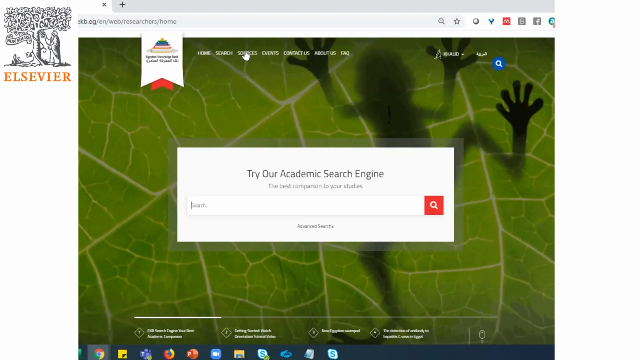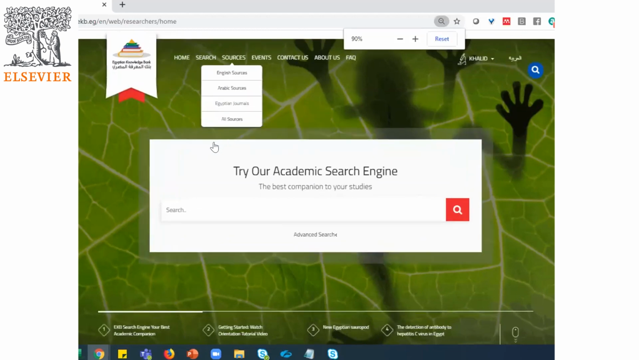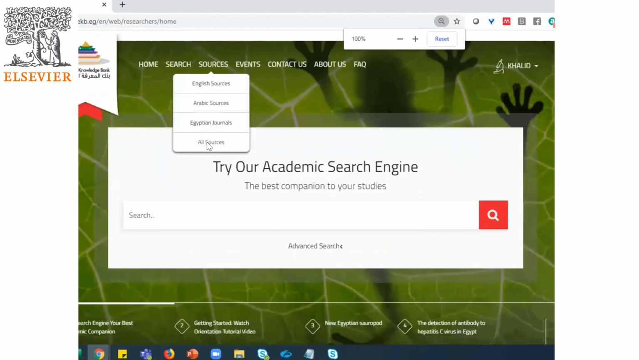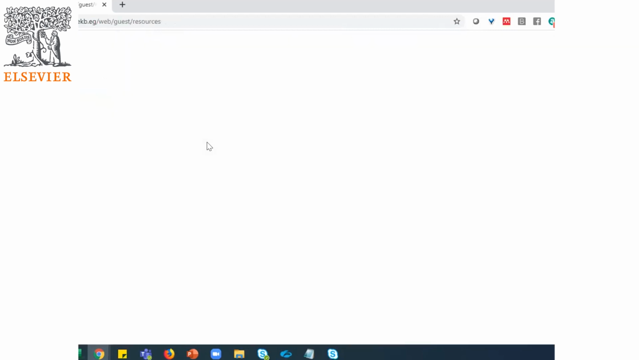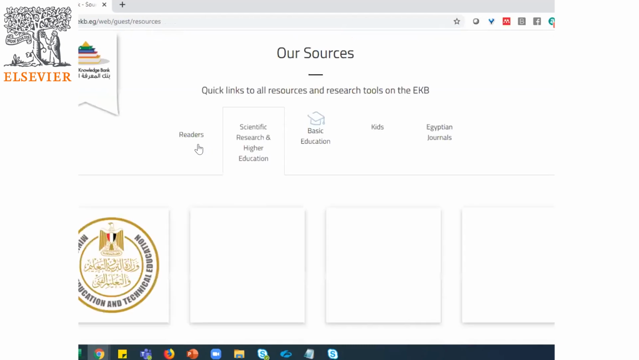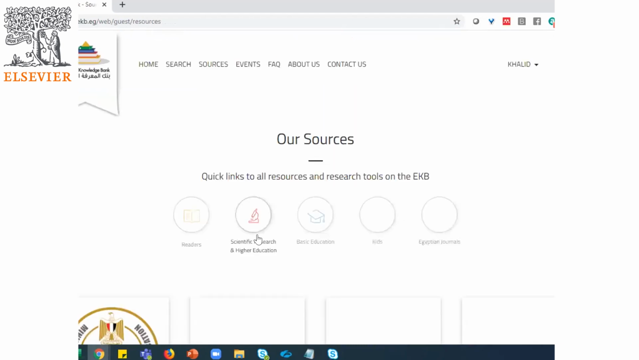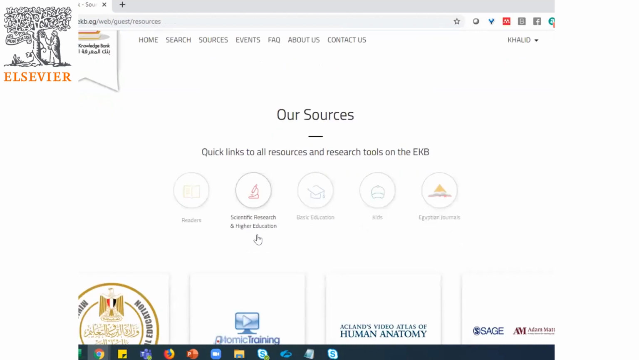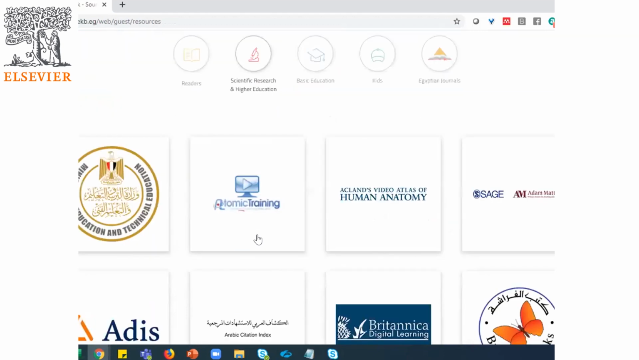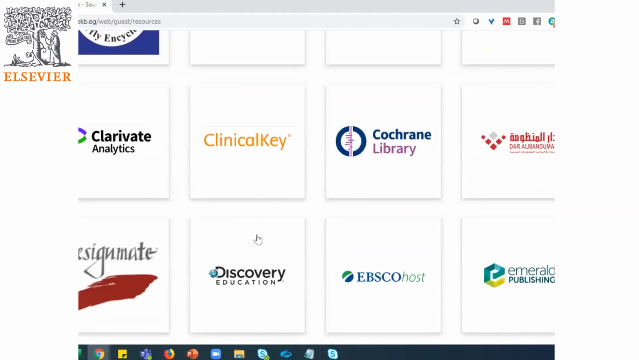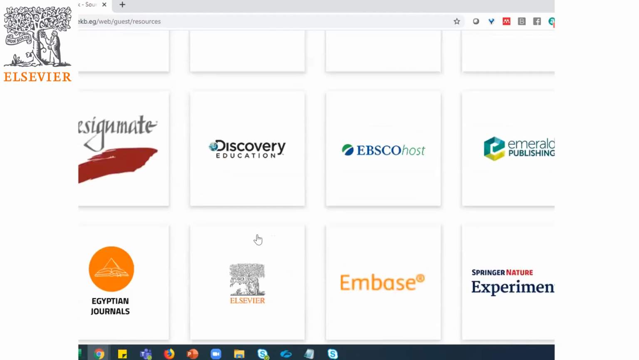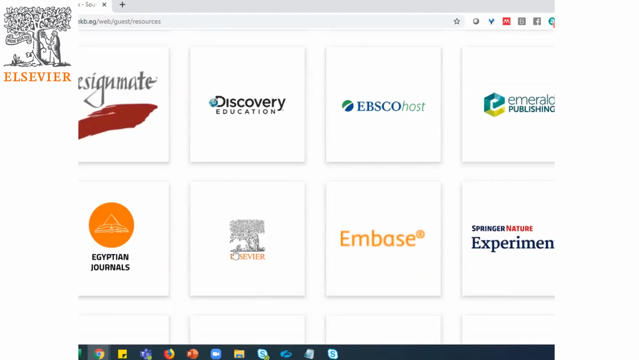If I go to sources and I click on all sources, and let me just magnify the screen a bit. From sources, if I click on all sources, I should be seeing the name of all the publishers and content providers that are available by EKB for my portal, which is Scientific Research and Higher Education. You can see all of these are the names of the publishers being included in EKB. As you scroll forward, you'll find that they are arranged alphabetically. So Elsevier would be lying in E.